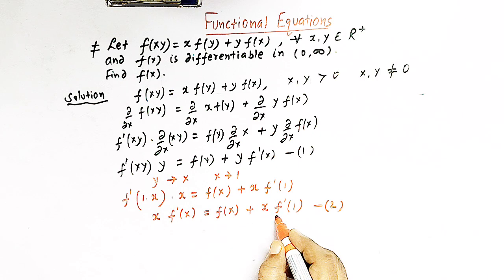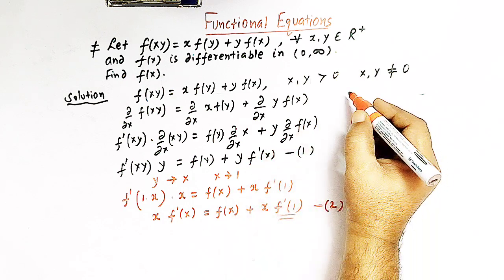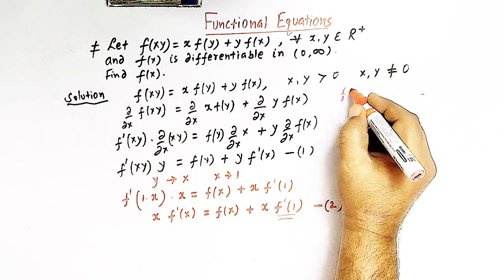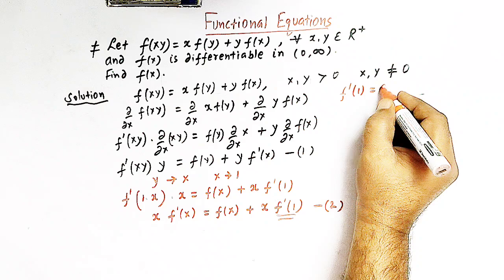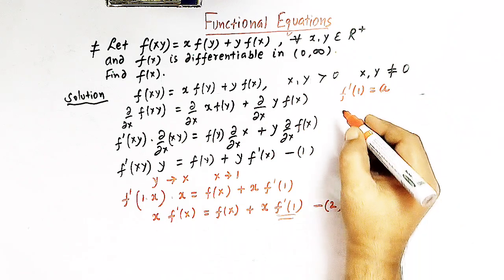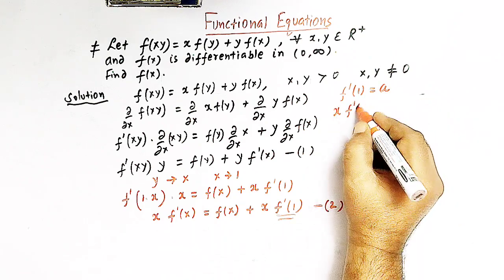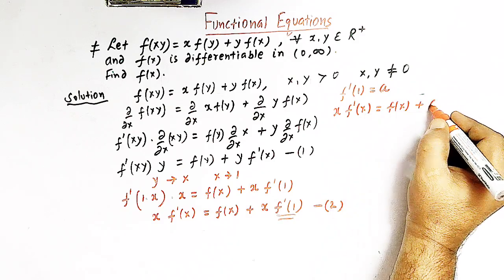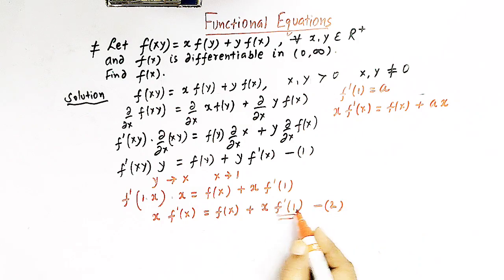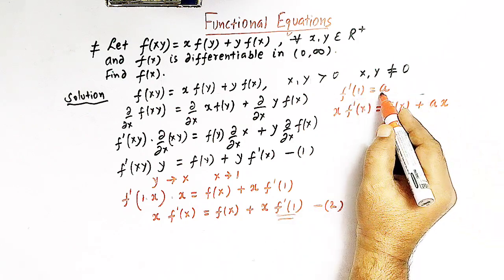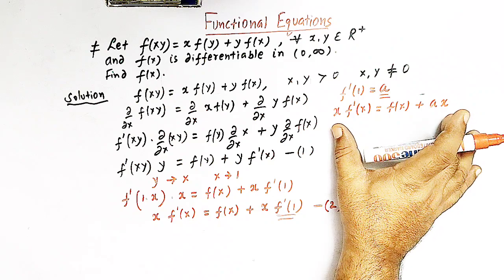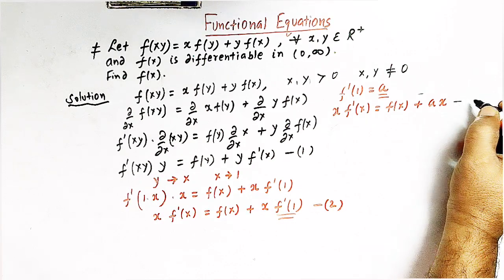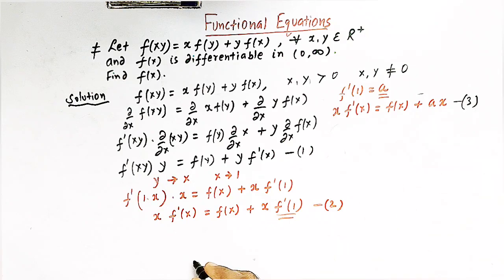So here we see that we have f'(1), that is the derivative of f(x) at x equal to 1. So let us take f'(1) as a. So now we can write equation 2 as x f'(x) = f(x) + ax, where for f'(1) we have written a. So we have now this equation, and let us call this equation number 3.